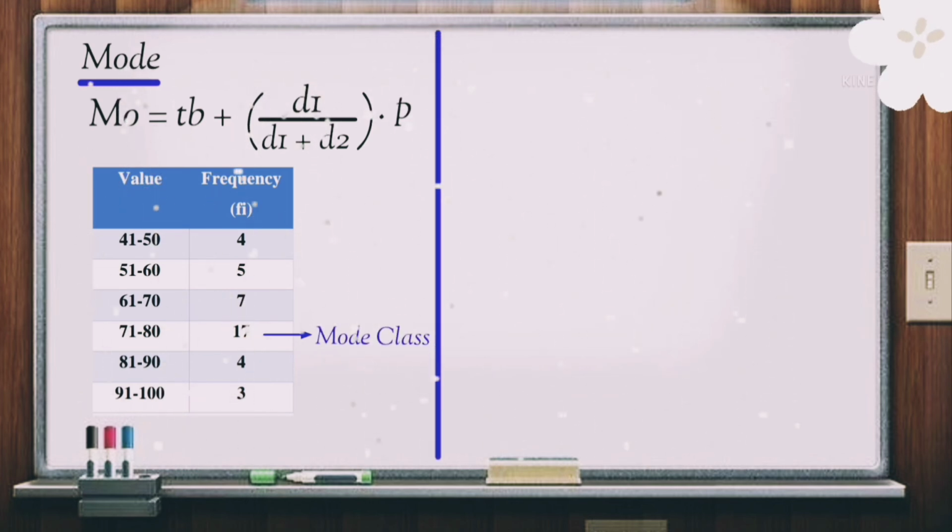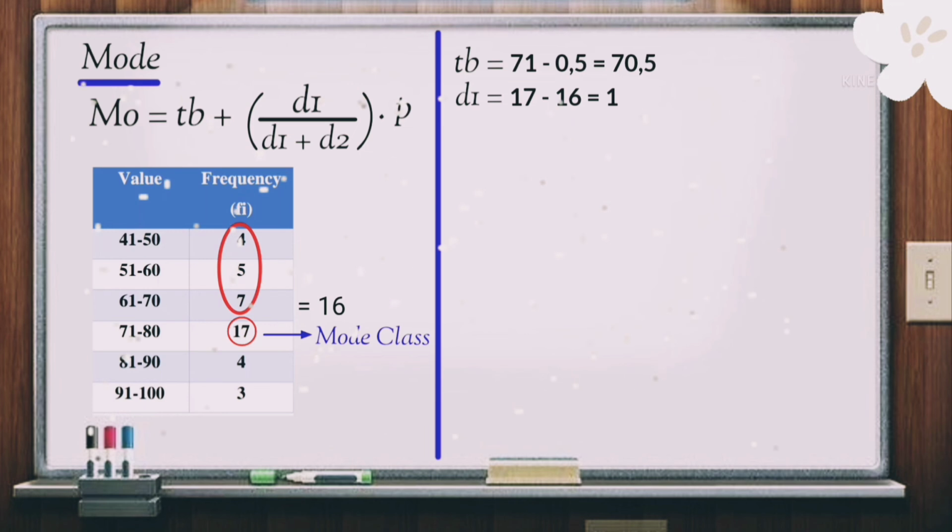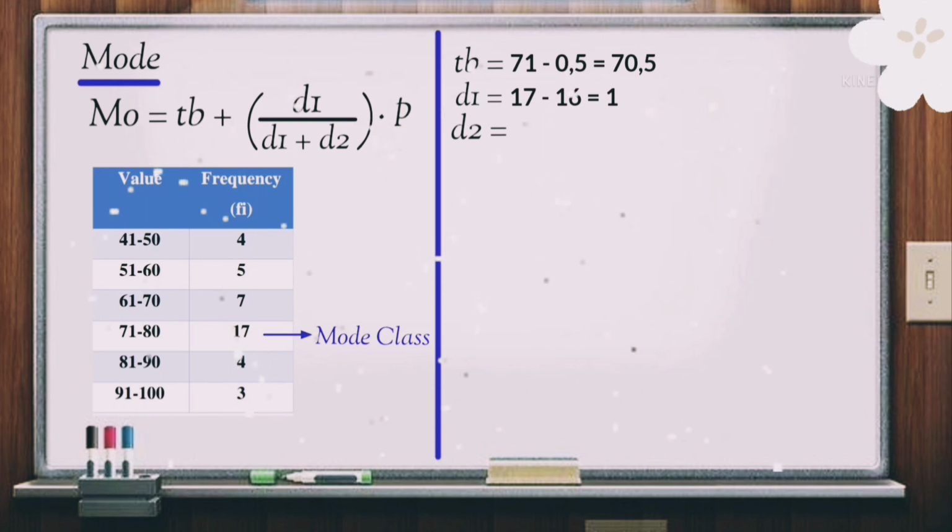After that, we determine the TB, the lower limit minus 0.5. Then 71 minus 0.5 equals 70.5. Then determine D1. D1 is obtained from the difference between the frequency of the mode class and the frequency of the previous class, which is 17 minus 16 equals 1. Then determine D2. D2 is obtained from the difference between the frequency of the mode class and the frequency of the next class, which is 17 minus 7 equals 10, and P is 10.